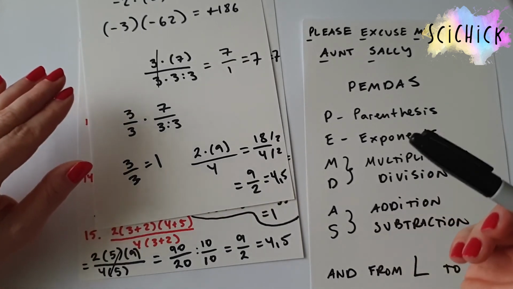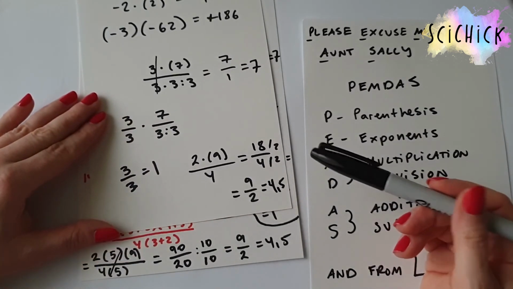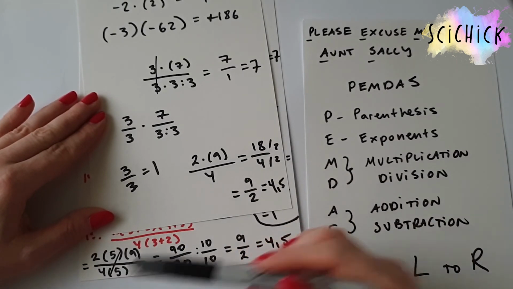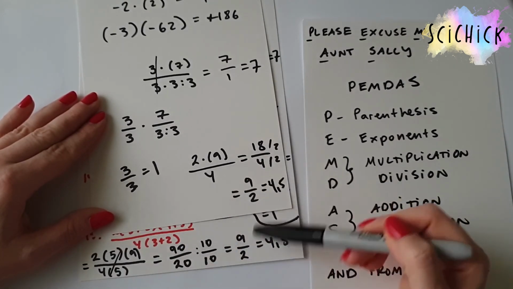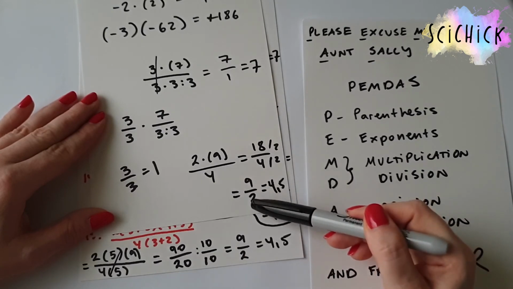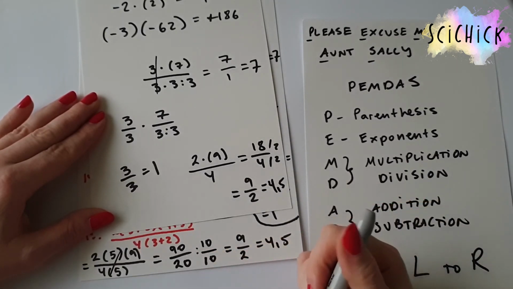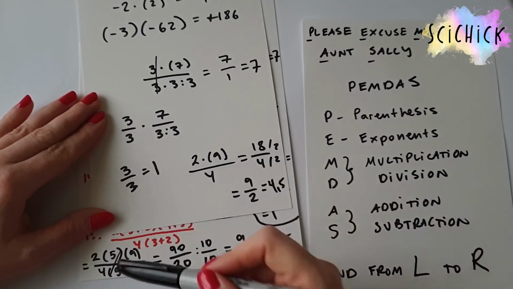Anyway, so what I was saying is what you have here after you have gotten rid of the 5s is exactly the same result. 9 divided by 2, which is the same as 4.5. So this is completely legal, not illegal, legal.